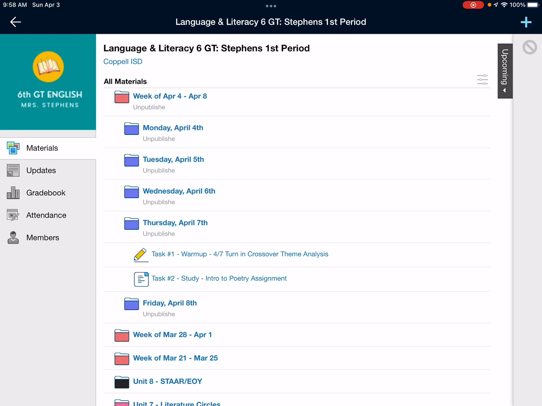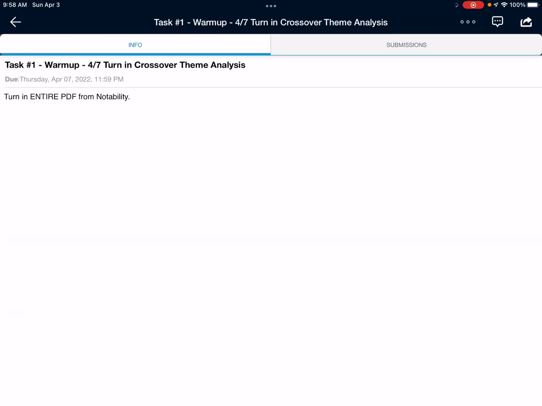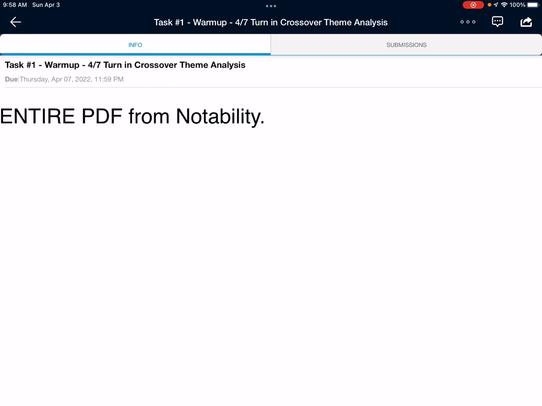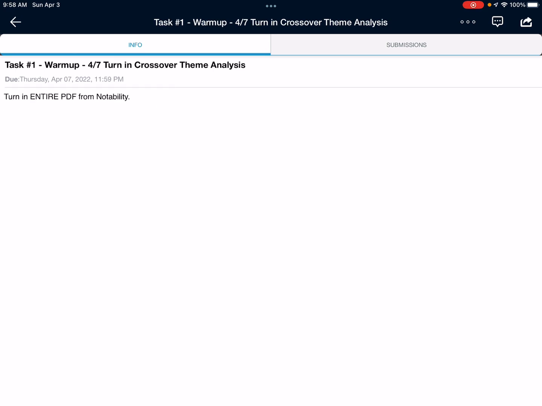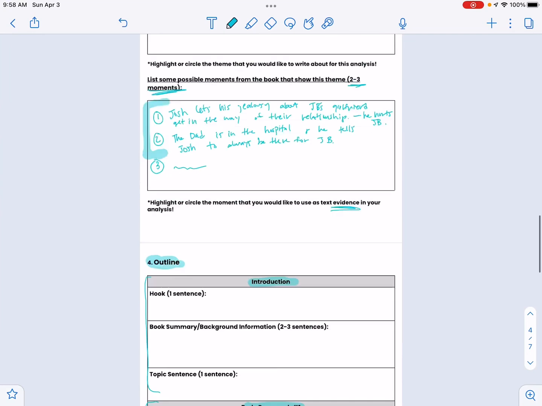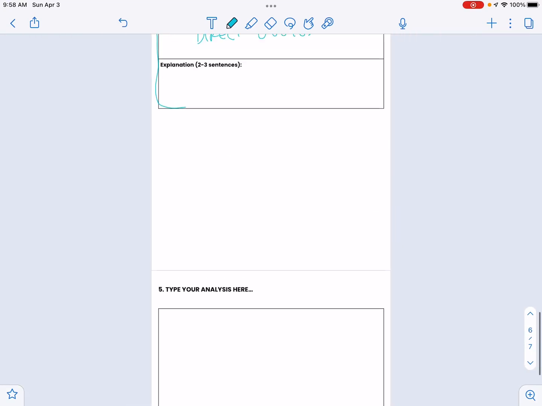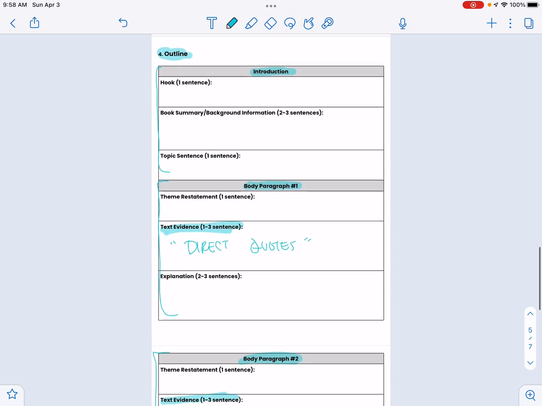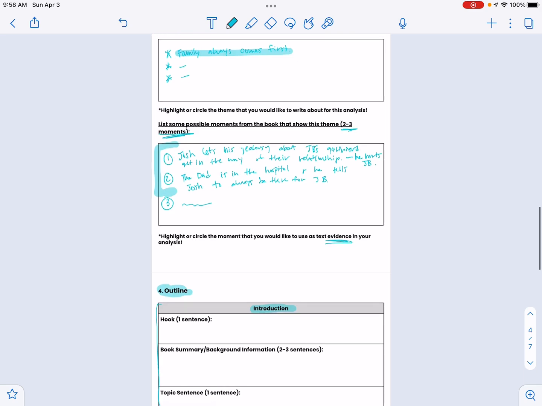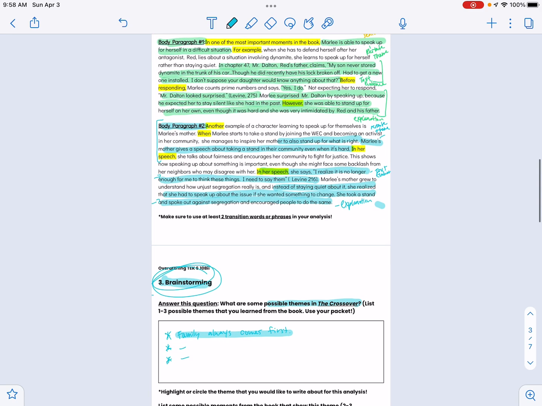The first thing you need to do is turn in your completed crossover theme analysis. You're going to turn in that entire PDF from Notability, this one, with your typed out analysis here, as well as your outline, brainstorming, and so forth.